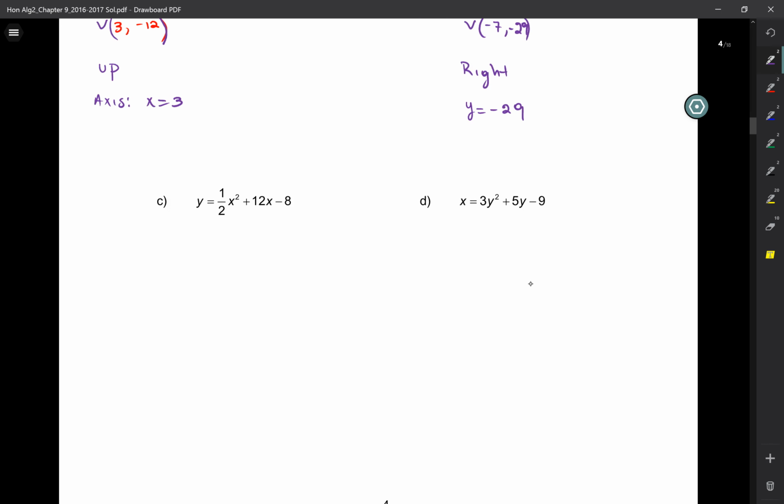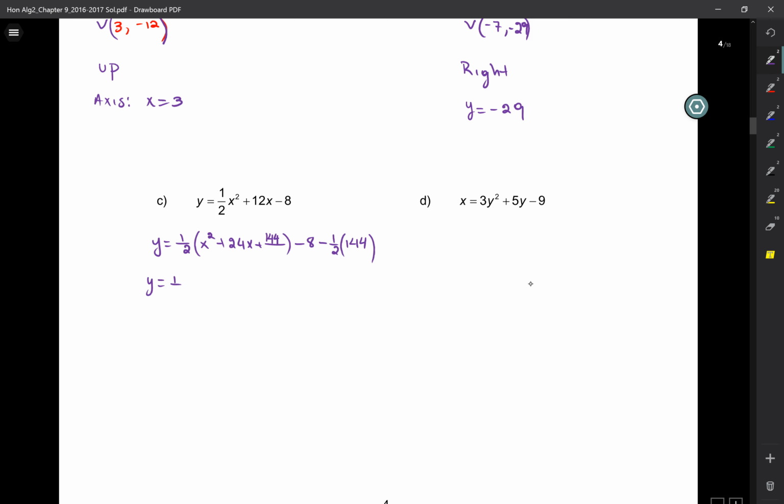Okay. So this next one, y equals, we're going to factor out a half, x squared. So if I factor out a half from the 12, how much would it be? Not 6, 24, because you're dividing by a half. Minus 8 minus half of a number. So this is going to be 144. And this is going to be 144.